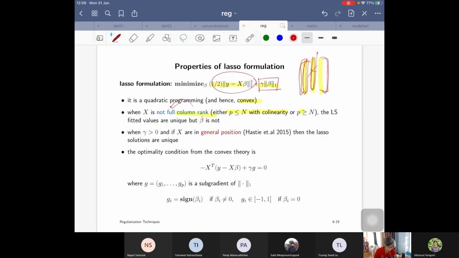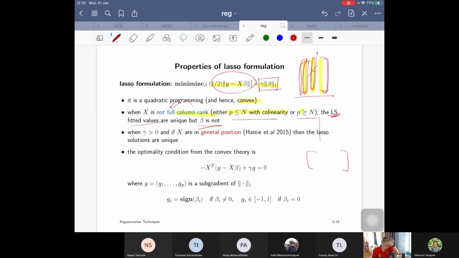X not being full column rank could come from a problem where X is tall but you have a collinearity problem, or, in some applications, you have more predictors than samples, which means your regressor matrix X becomes fat. In that case, the fitted value of the least squares is unique, but your solution is not. Your solution is no longer unique.